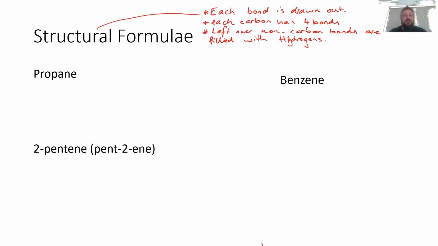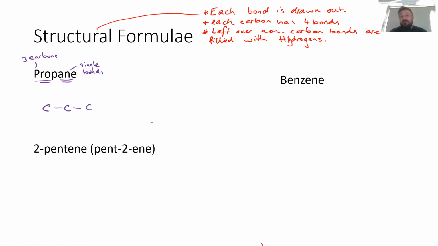So our structural formula, each bond is drawn out. That's nice and simple, really important. Each carbon has 4 bonds, remember that? And the leftover non-carbon bonds are filled with hydrogens. And aside from that, there's a bunch of rules. So propane. Propane means it has 3 carbons, prop. And the ane means it's all single bonds. So that's our simplest one.